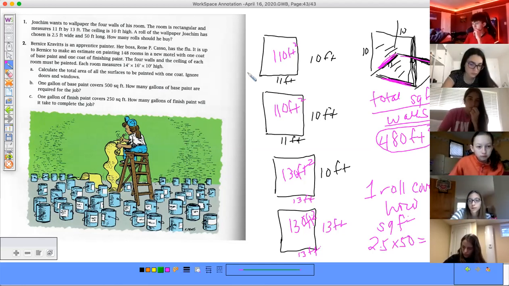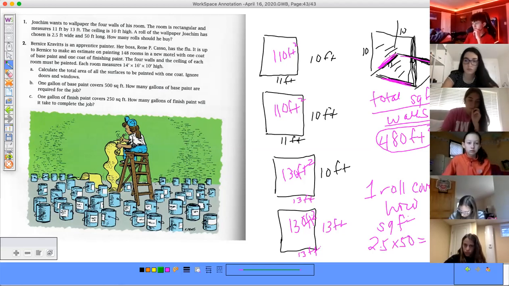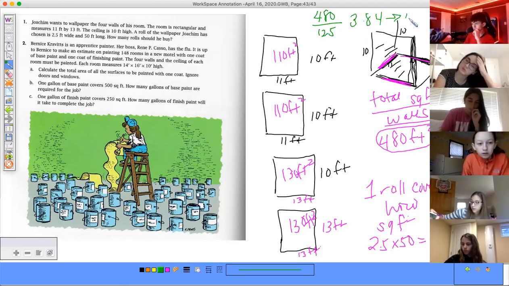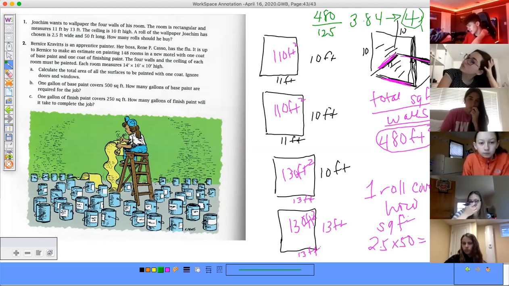Rachel, what do you got? You're going to need four rolls. You would need 4 rolls because you would do 480 divided by 125. And what would that give you? You get 3.8 something, which is a decimal, so you have to round up. So you need 4 rolls. Does everybody see that? Yes. Okay.